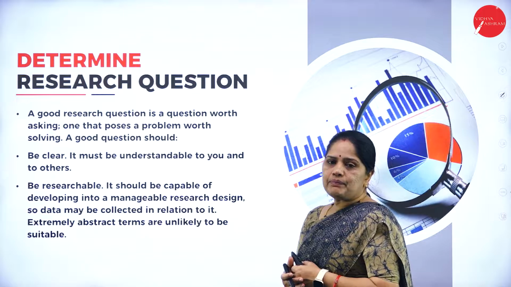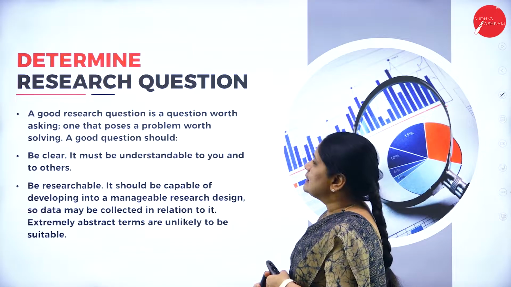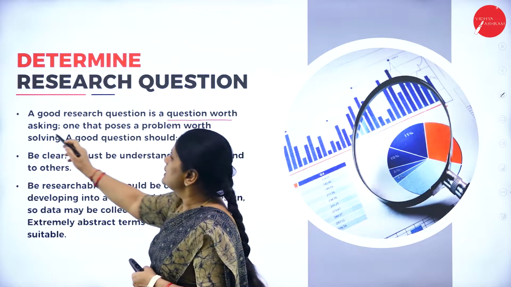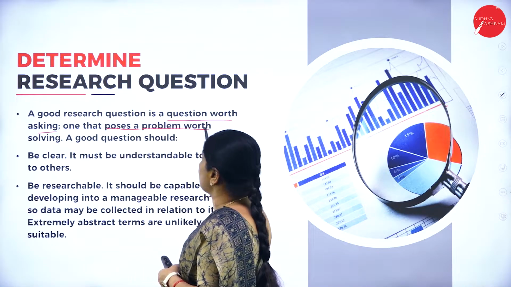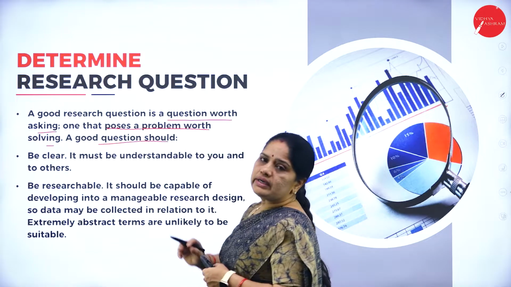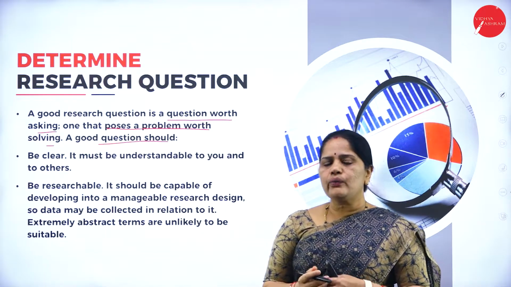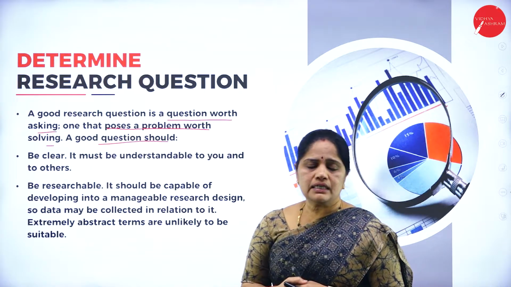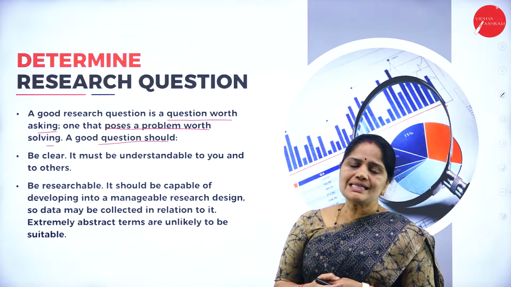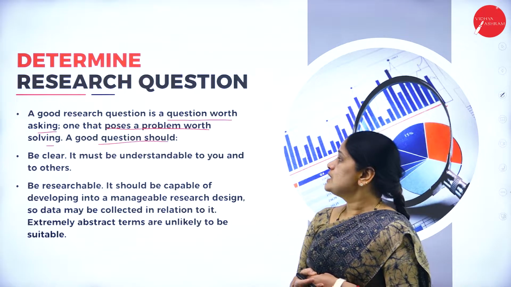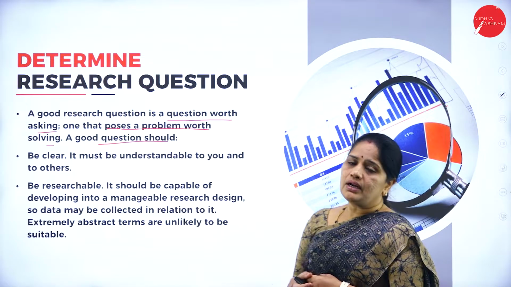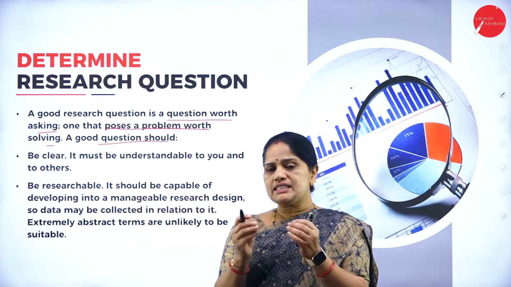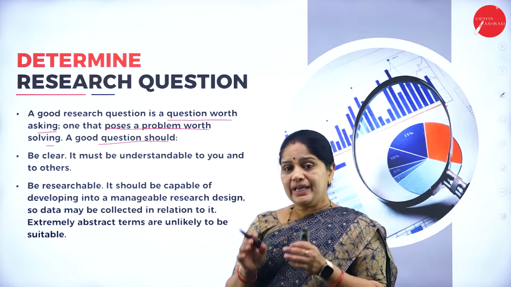Then the next step in the research process is determining the research question. A good research question is a question worth asking, one that poses a problem worth solving. Once you are done with the review of the literature, the next process is determining the research question. Now, what is the research question we have to ask? That becomes very, very important. The question should be in such a way that there is a problem which should be solved.